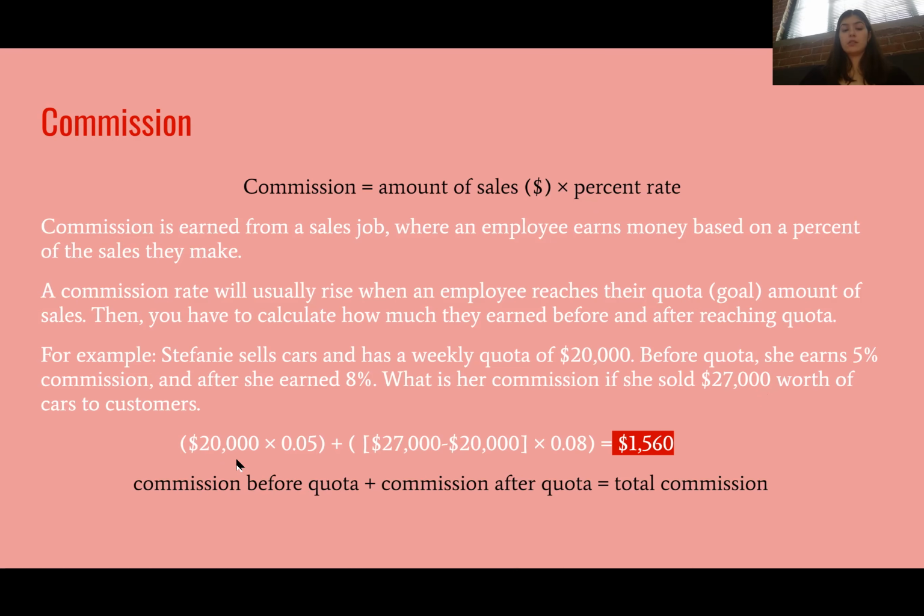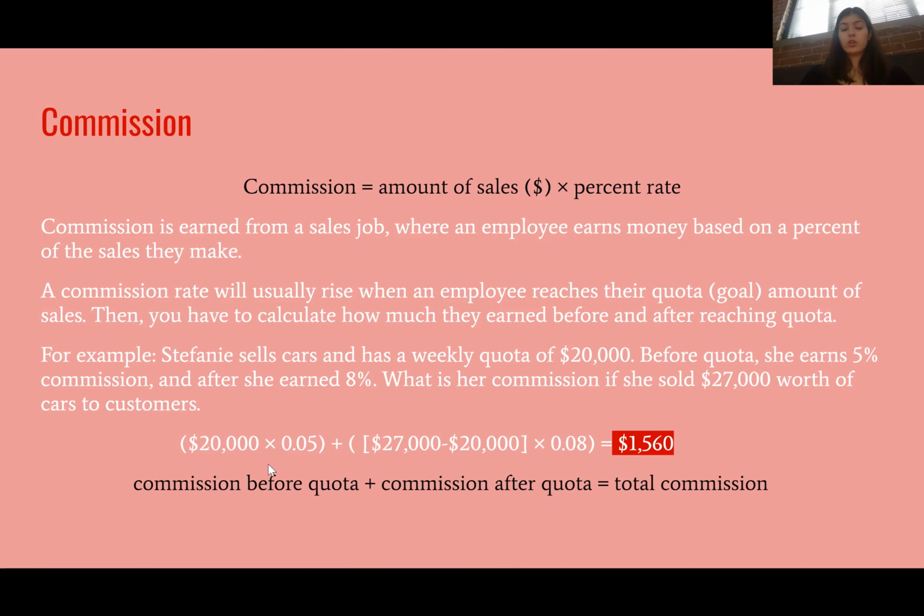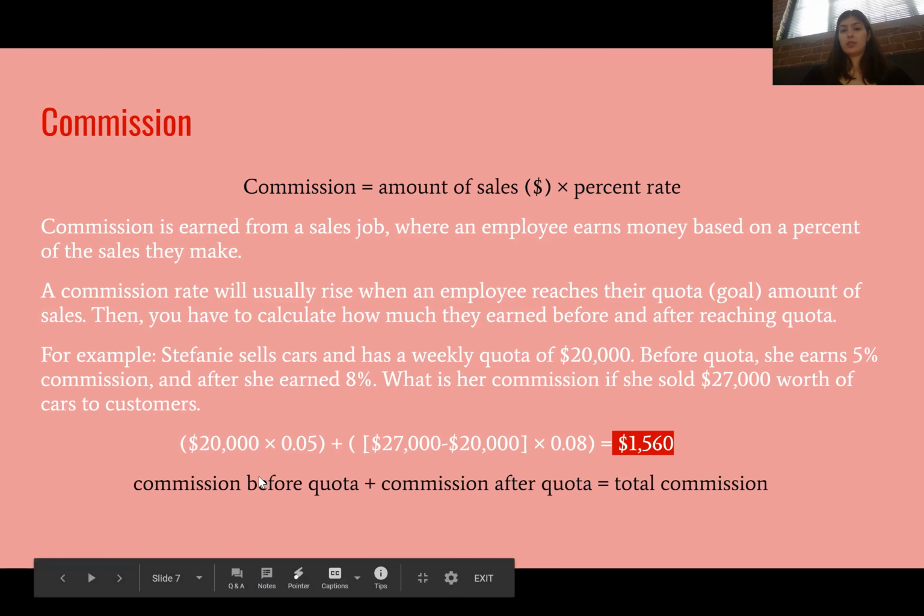So the amount of sales, right? Up to that $20,000, she earned 5%. So 20,000 times 0.05, right? That's going to be $1,000. You type that into the calculator. That's how much she made before quota. So when she reached her goal, that's how much she earned, $1,000 in her pocket, okay?